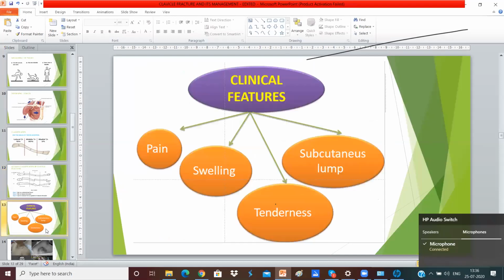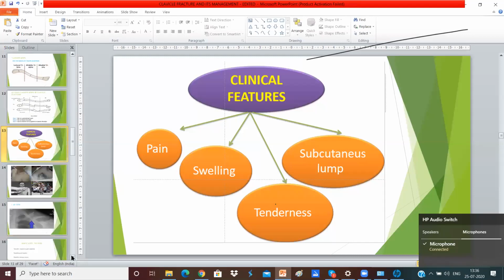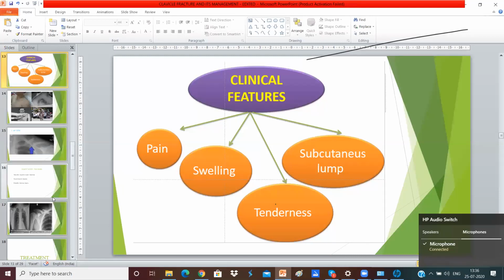Now, the patient is coming to you with this fracture problem. So what are the problems he is coming with? He necessarily has tremendous pain because of the injury. Then there is definitely swelling in this area. And if you palpate the patient, you will find tenderness. Sometimes one can feel the ends of the bone, the part of the bone, the fragment area.